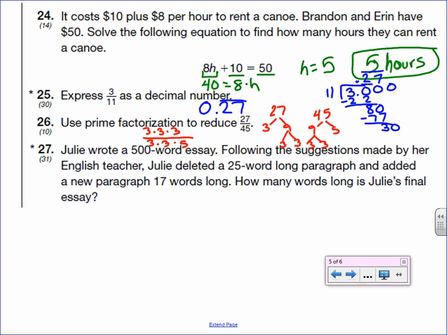And now we can cross off things that are the same. So 3 and 3 and 3 and 3. And that leaves us with 3/5 as our final answer.